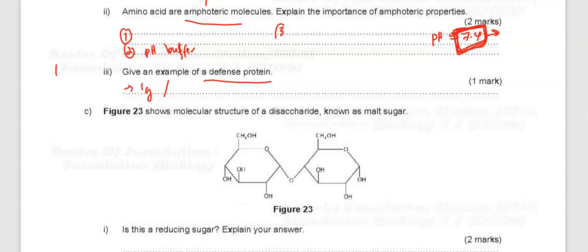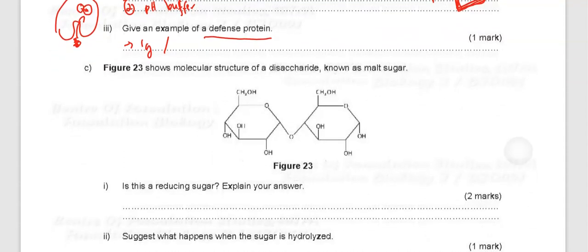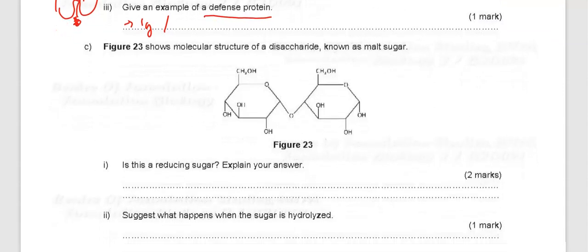For example, this is a macrophage that engulfs a pathogen. As the pathogen is engulfed within the macrophage, it forms a vacuole that fuses with a lysosome that contains lysozyme, which will later break down the pathogen inside the macrophage. Macrophage is a type of immune cell. So those are examples of defense proteins.